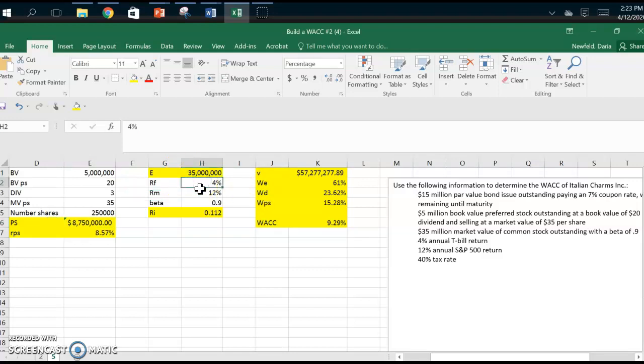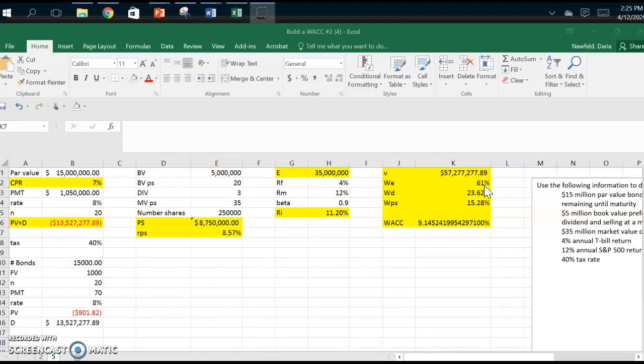I know the risk-free rate of return, the rate of return on the market, and the beta. So I can plug that information into CAPM to get my required rate of return on equity or common stock. And the way I do that is risk-free rate of return plus beta times the quantity, market return minus the risk-free rate, and that's going to give me my market risk premium. So this tells me that my cost of equity capital or common stock is 11.2%.